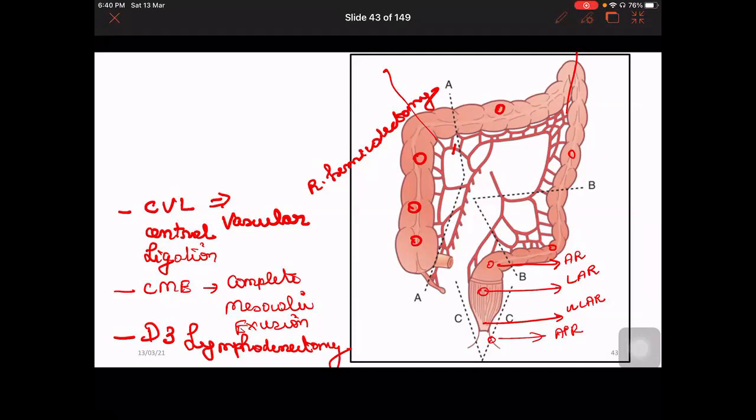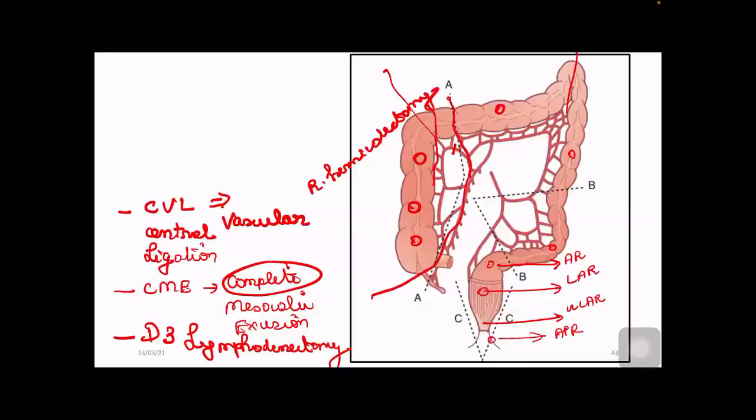It means that you don't ligate the pedicles close to the bowel wall. You ligate the pedicles almost close to the origin. Like the ileocolic, you ligate close to the SMA origin. Same thing for the right colic as well as the middle colic. What is complete mesocolic excision? The entire mesocolon should be taken. You shouldn't cut close to the bowel wall, so you should take the entire mesocolon along with it. This is complete mesocolic excision. So what is D3 lymphadenectomy? I'll show you in the next picture.